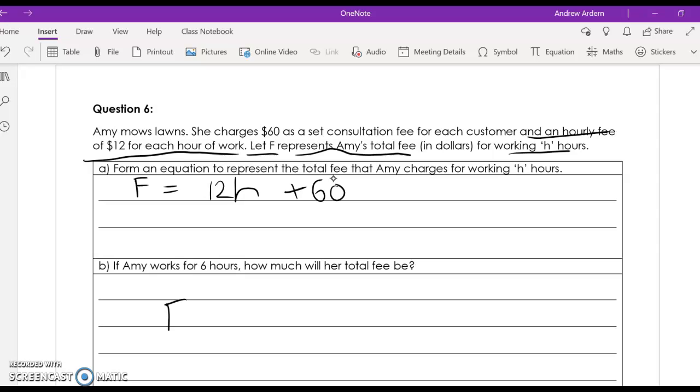If she works 6 hours, her fee is going to be 12 lots of 6 plus 60, which is equal to 72 plus 60, which is equal to $132. Boom.